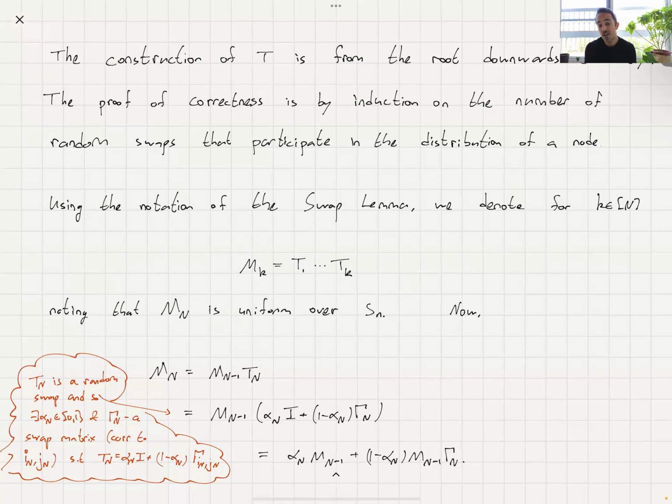Okay, so now the construction of the tree is going to be from the root downwards, and the proof that all of these properties are met will be from the leaves upward. But let's start with the construction.